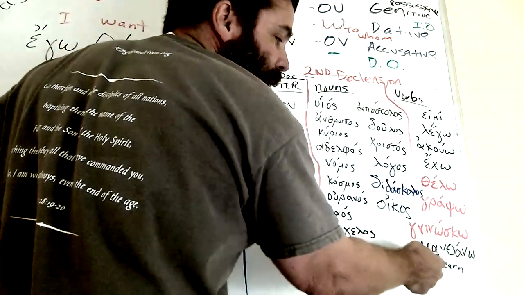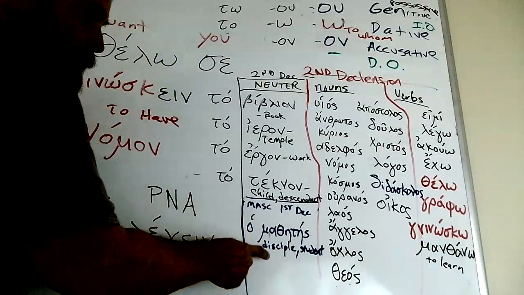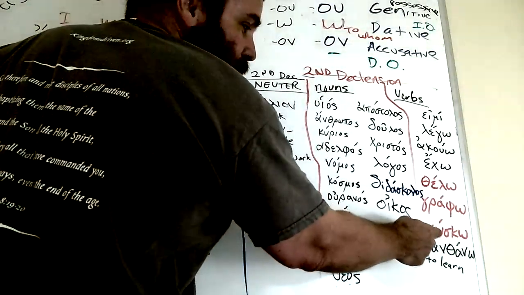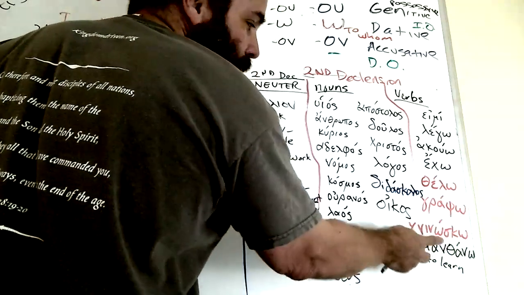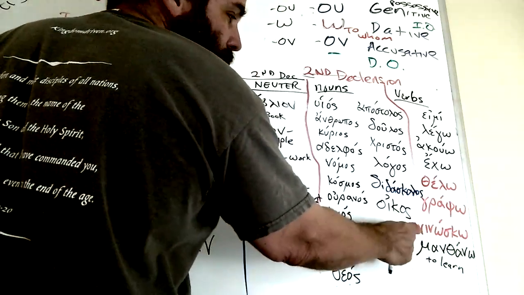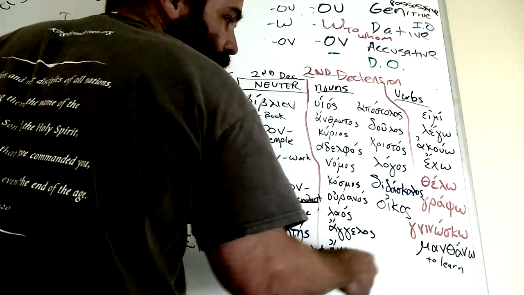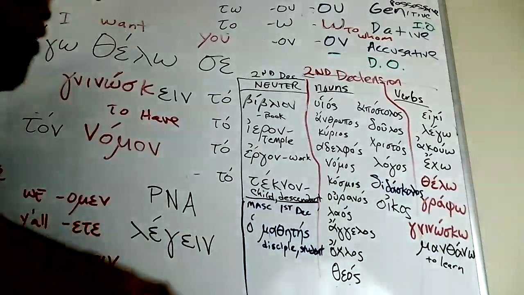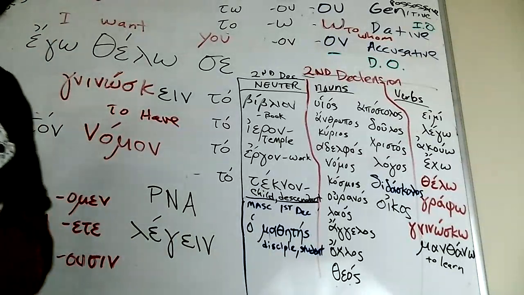Right? So manthano means to learn. That's why mathetes means student or disciple or learner. And then gnosko is to know. So these are kind of similar, to know and to learn. Gnosko, manthano. And then to write. So these three can be used together to really form a nice little paragraph or something.